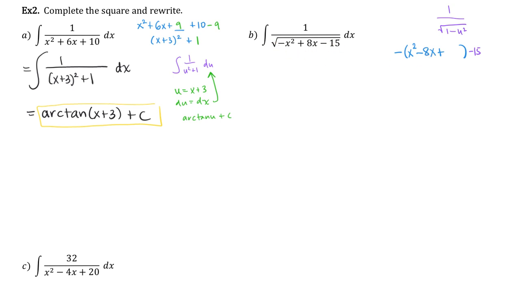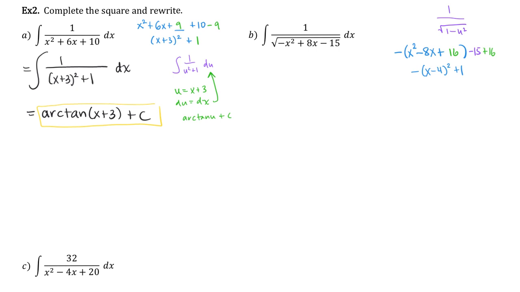Okay, to complete the square, half of 8 is 4. 4 squared is 16. I'm going to be careful here, because I did add 16, but it's in parentheses, so this represents a negative 16. So to cancel out the negative 16, I need to put a plus 16, which means that this can be rewritten as negative x minus 4 squared. Negative 15 plus 16 is 1.